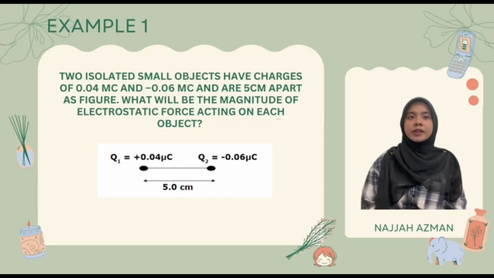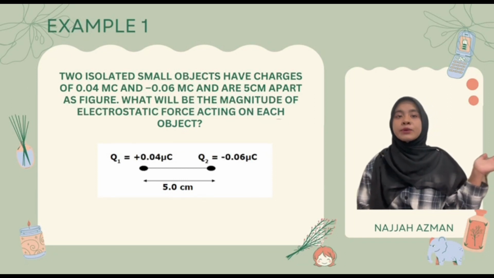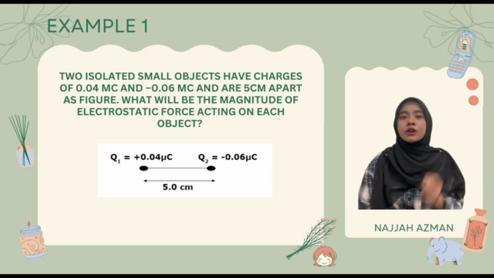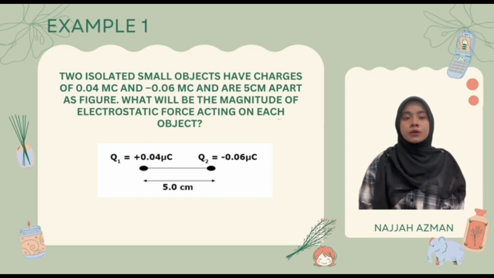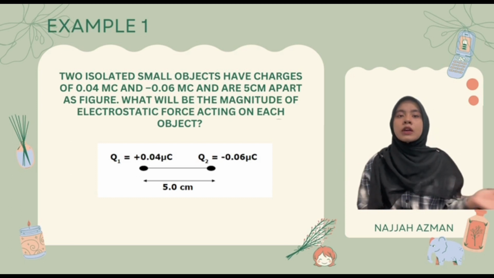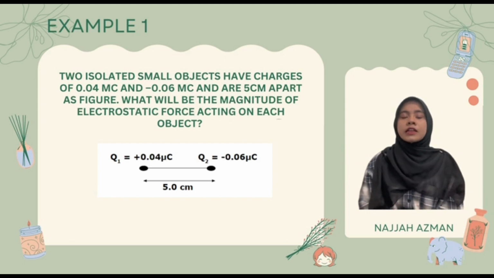Here is an example question for a Coulomb's law problem. There are two isolated small objects that have charges of 0.04 mu coulomb and negative 0.06 mu coulomb and are 5 cm apart, as in the figure below. What will be the magnitude of the electrostatic force acting on each object?